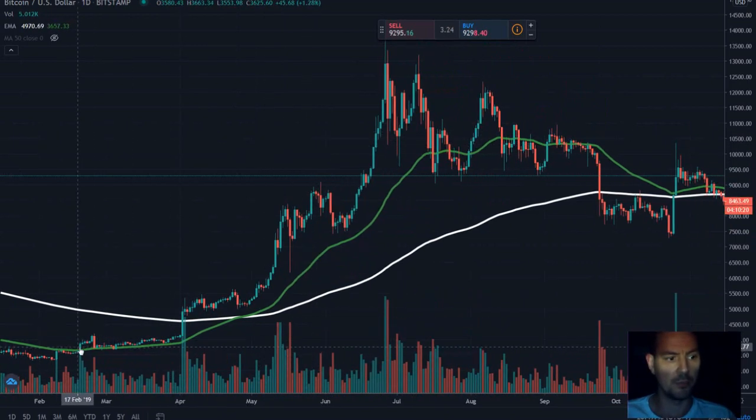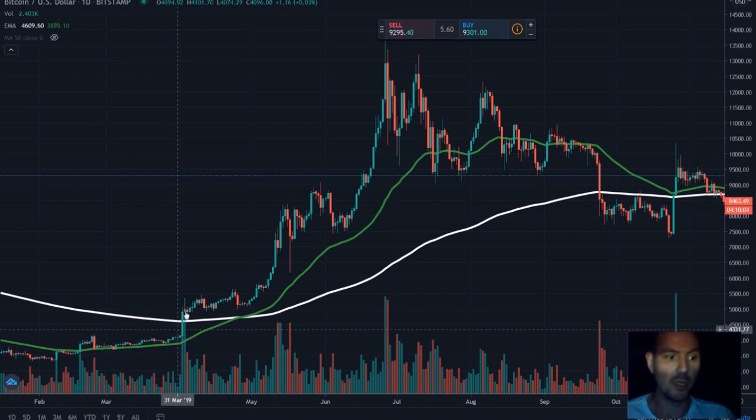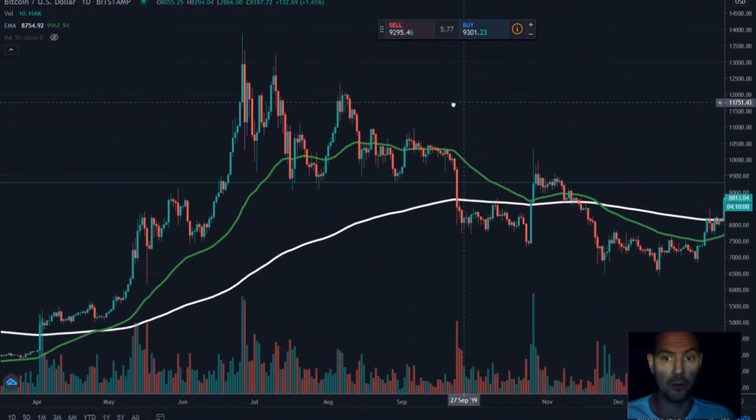So staying above it, this would have been your first chance to really think that something was going on, coming down and being supported above it, supported above it. It's always going to be a good sign. So moving averages do offer indications unto themselves, but not to be used on their own.